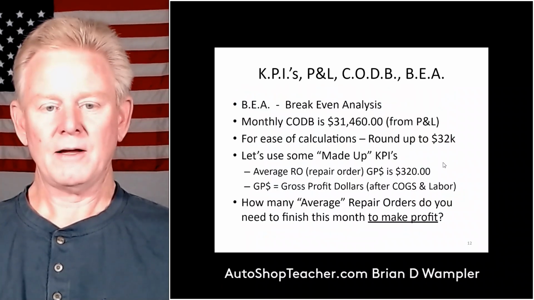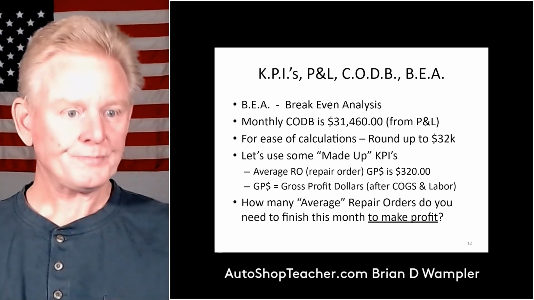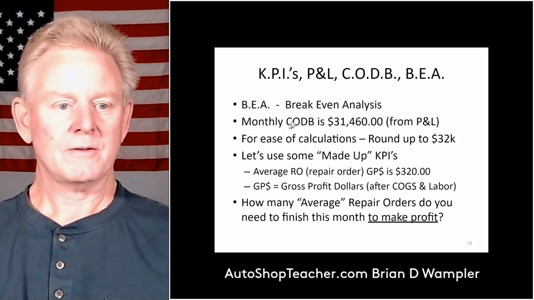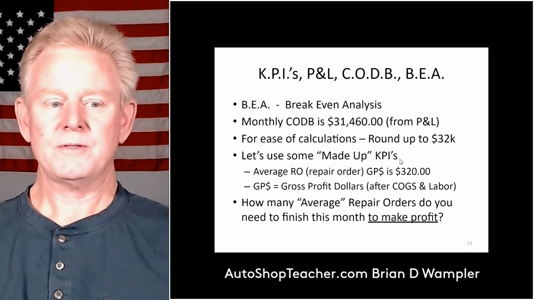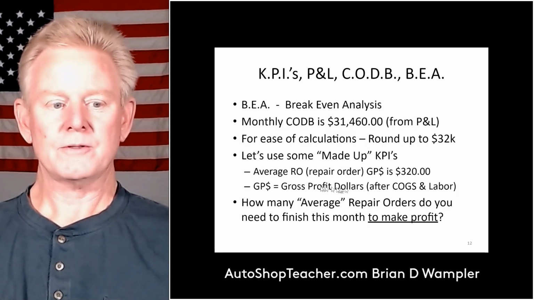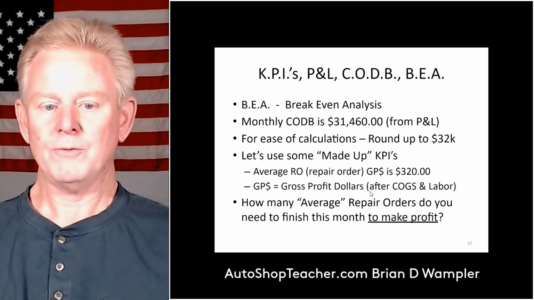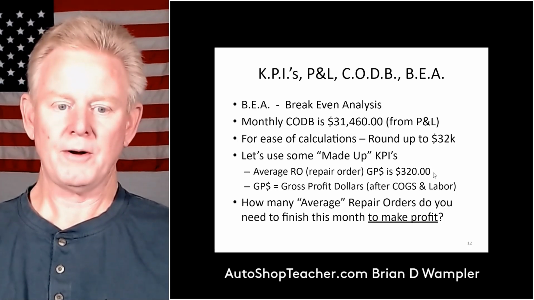So let's take that and do the simplest type of analysis. We're going to round that off and say it's just $32,000, because the cost of doing business was $31,460. So, some made-up key performance indicators. Their average repair order gross profit is $320. That's after they've paid for the labor and the parts. The amount left over is their true repair order gross profit. So, for ease of math, we're going to say they typically make $320 per repair order.